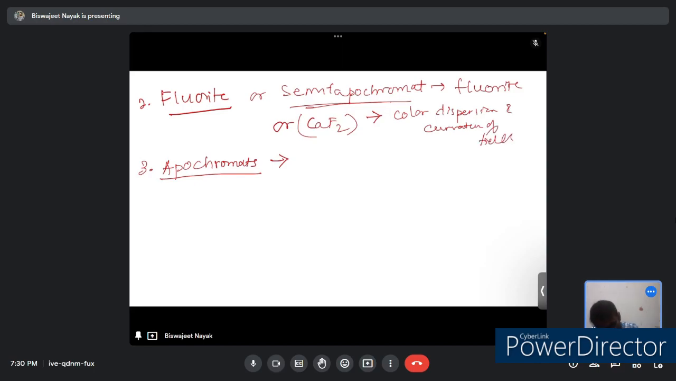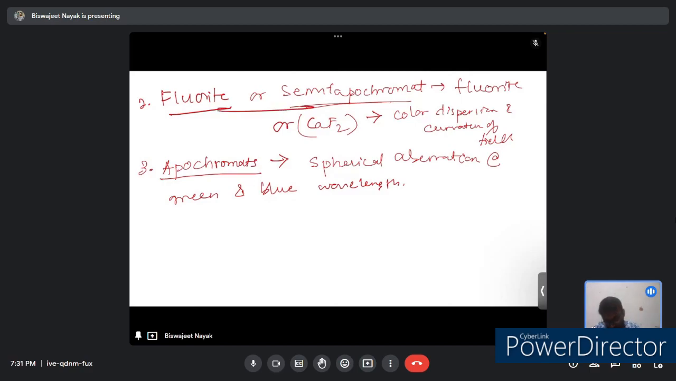These apochromats can be used for spherical aberration at green and blue wavelength, and these are the most costliest ones. So yeah, these are the different kinds of objectives used in a light microscope.